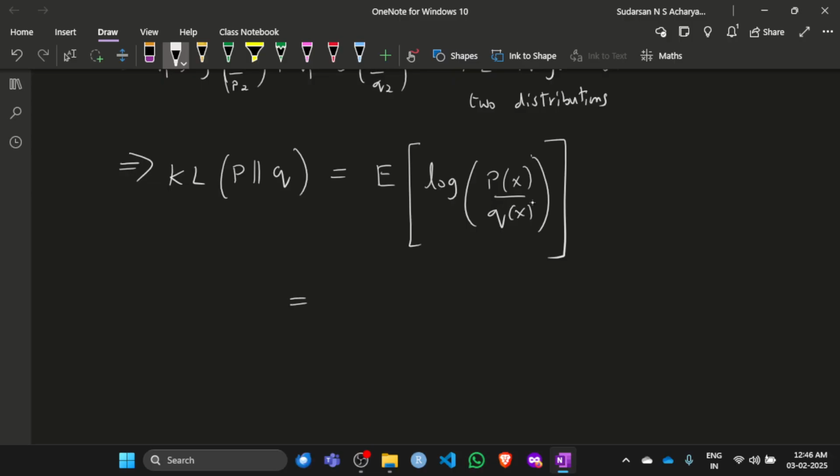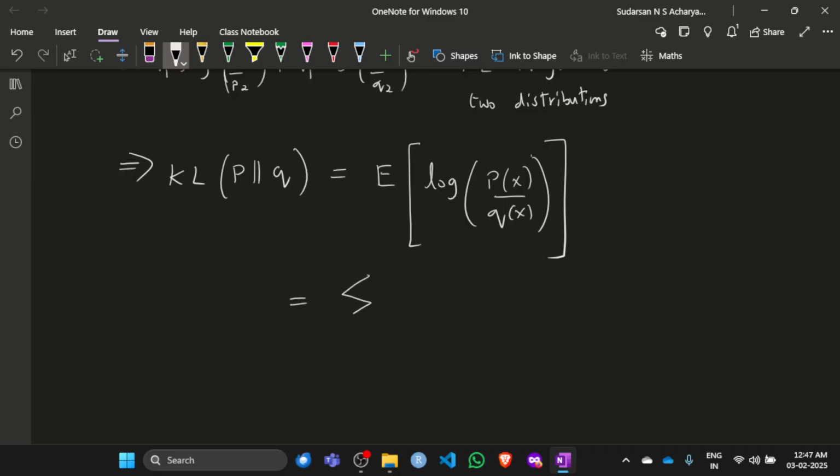So if P and Q are identical for all values of x that the random variable takes, P of x over Q of x is 1, log of 1 is 0. So the expected value of a whole bunch of zeros is equal to 0, right? There is no divergence between P and Q. The moment Q and P differ from each other, then we get a divergence.